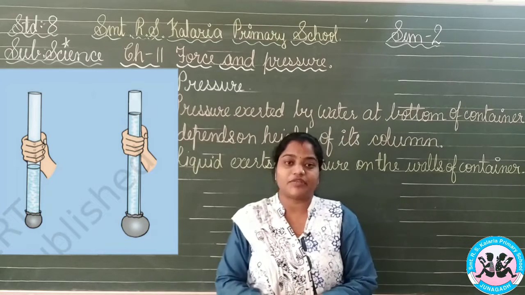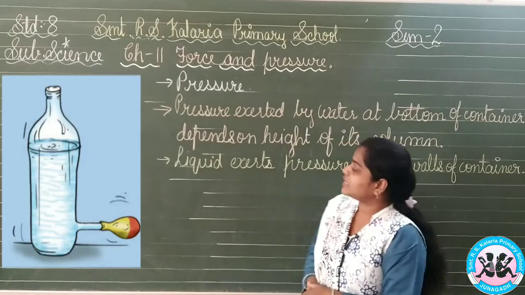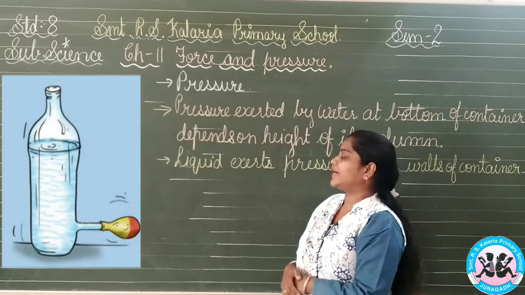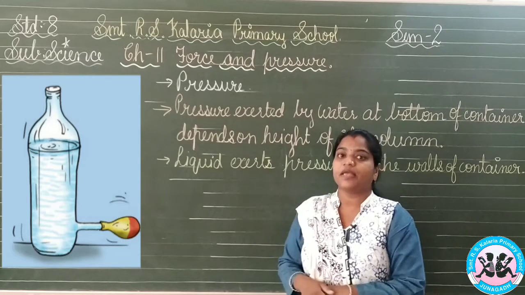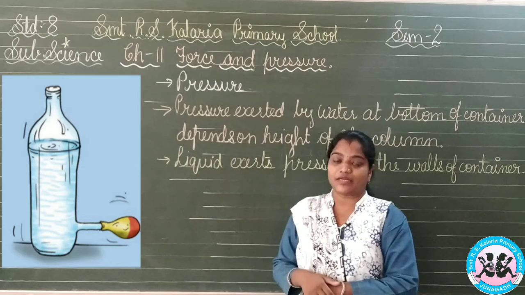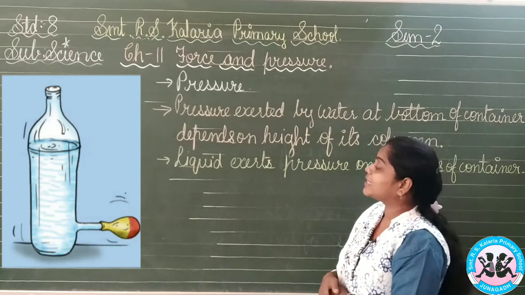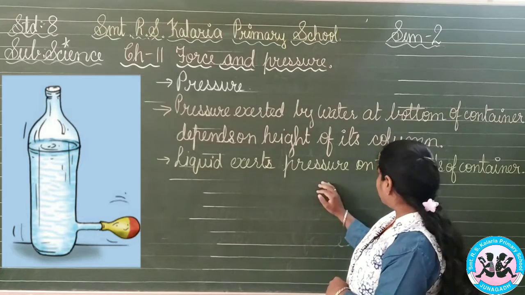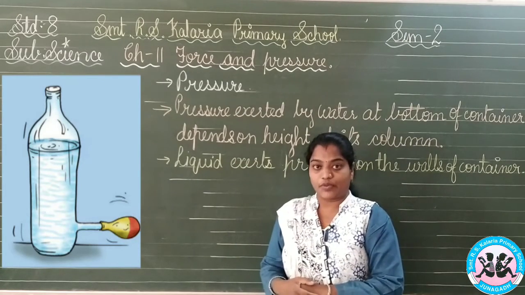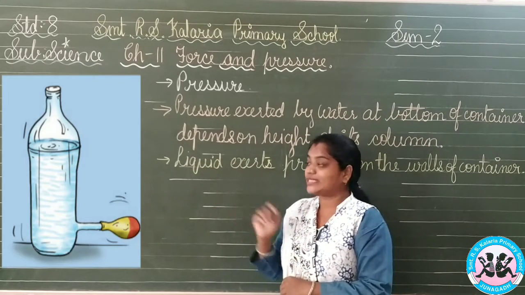Now, the next activity we have is activity 11.9. As you can see in the picture, a bottle is given, which is fitted with a pipe at the bottom and again has a rubber balloon attached to the bottom side. Now, what will happen in this? This will show us that liquid exerts pressure on the walls of the container, because now we have attached the balloon on the wall side of this bottle, as you can see here.